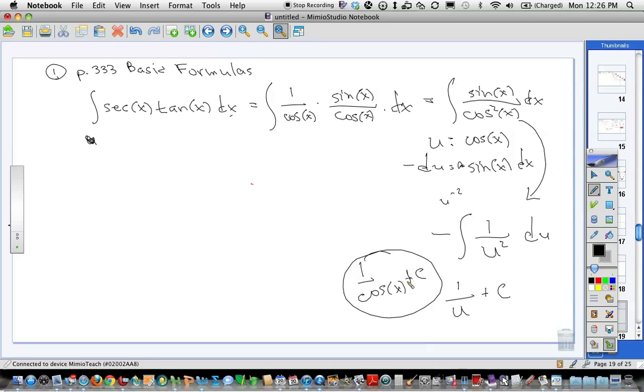Somebody in the other class asked, do you have to show work? Is it okay to just, on the gateway test, put secant x there? Absolutely. Okay? Because that is the right antiderivative. If you knew it, that's fine. So know those basic formulas. If you can remember some other ones, you never know when that could be helpful.